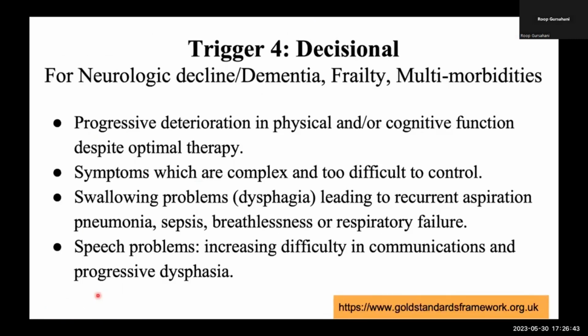So, which brings me to the last trigger, and that is decisional. Whether in multimorbidities, organ failure, or neurologic decline, when somebody has progressive deterioration in physical and/or cognitive function despite optimal therapy, when there are symptoms that are complex and too difficult to control, or swallowing problems leading to recurrent aspiration, sepsis, and so on, or the person is no longer able to communicate because of progressive dysphagia, you may decide not to pursue aggressive or curative treatment, and or even supportive, meaning life support treatment, and to let nature take its course, which is why the fourth trigger is decisional.